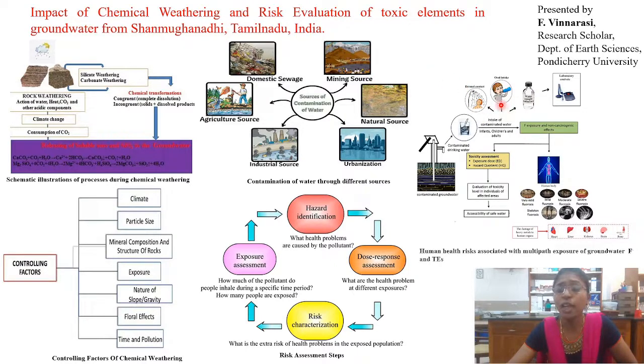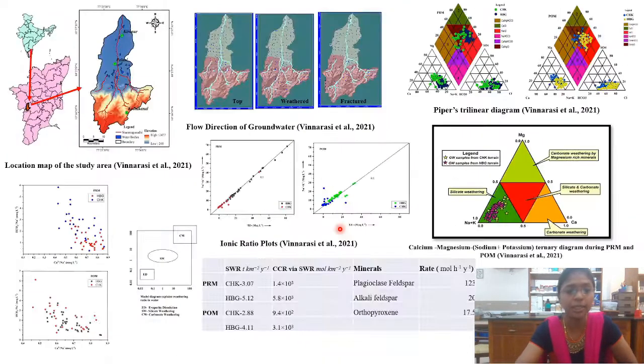The concentration of the ions should be within the prescribed limit. If they exceed the limit, they will contaminate the groundwater. Hence, contaminated groundwater can be identified on the basis of risk assessment techniques.